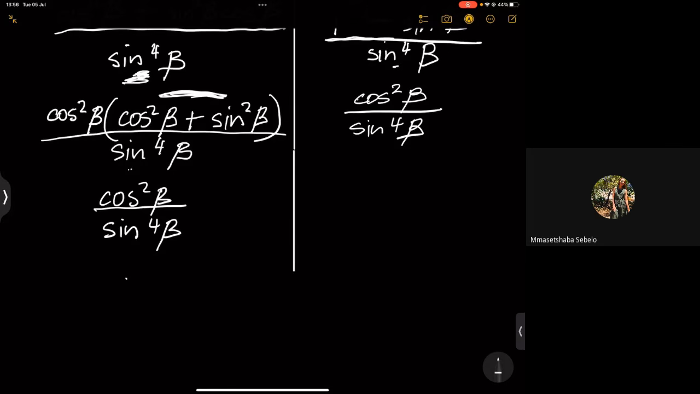What can we say? I can safely say our left hand side is exactly the same as our right hand side. Correct. So my point with this one is that there are times when you might have to work with both the left and the right to get them to be the same.